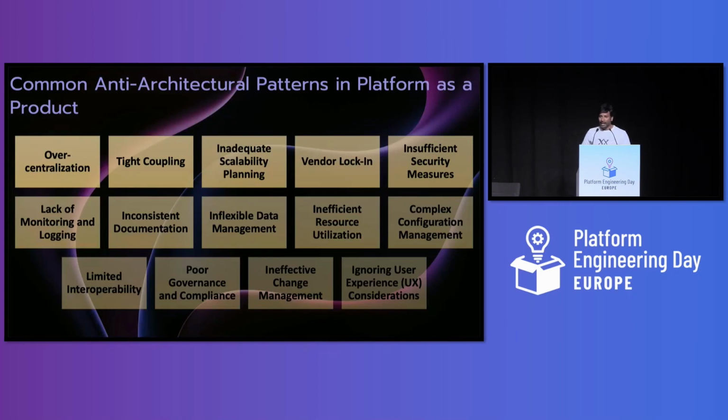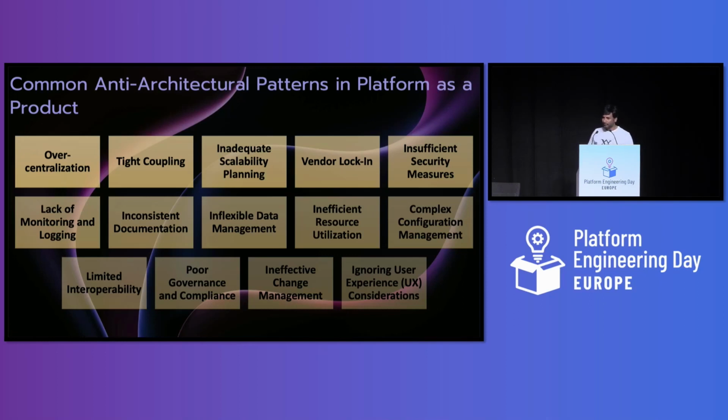So let's see some common anti-architectural patterns that we know of, right? Over-centralization: concentrating too much control or functionality within a single component, which can lead to single points of failure. Tight coupling: when you want too much control and have too few independent resources, that can lead to an anti-architectural pattern. Inadequate scalability planning: when you don't estimate the growth of the platform, that is one of the patterns that you need to move away from. Vendor lock-in. Insufficient security measures: when you're building the platform, you need to make sure what security things we need to bake in. Lack of monitoring and observability, right?